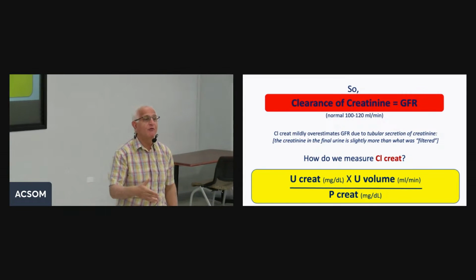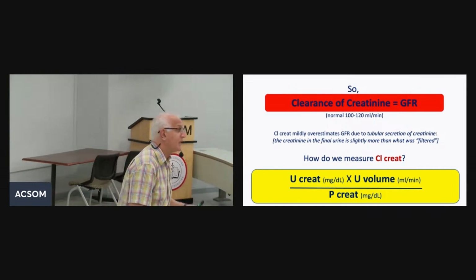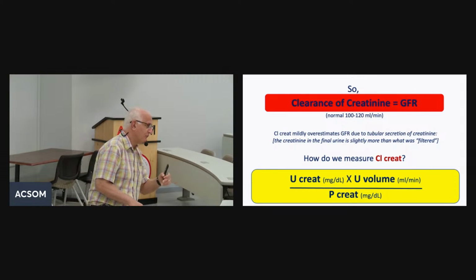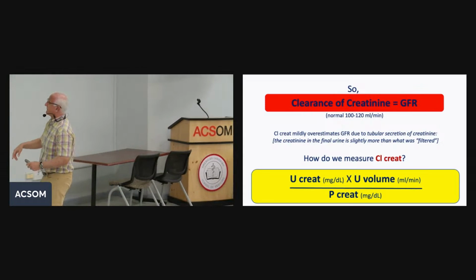UV over P, UV over P, UV over P. You just make it rhythmic to you, so you will remember it. U is urine creatinine, V is volume of the urine, P is plasma creatinine. UV over P, or whatever you like to learn it. So this is the clearance of creatinine.